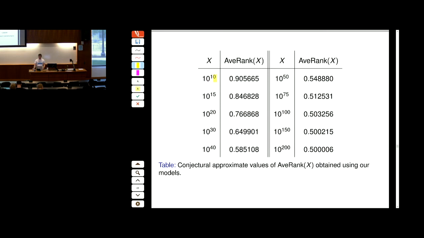Remember that this is the largest database we have, and it goes up to height about 10 to the 10. So I expect that if you want to see 0.5, you're going to get somewhere around 10 to the 50. If you want to really get close to a half, we're going to have to go to about 10 to the 200 in height. And that's just inconceivable at this time.